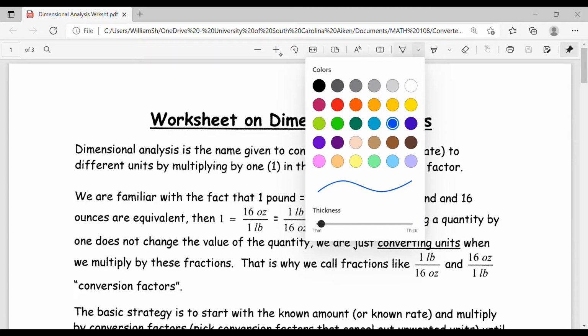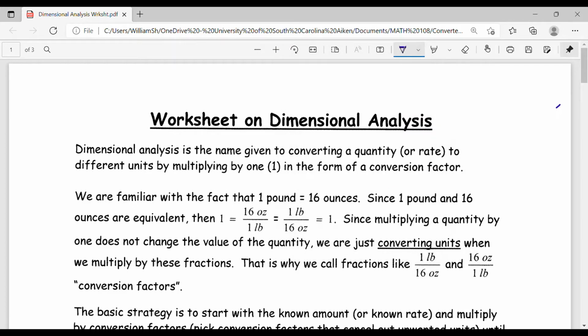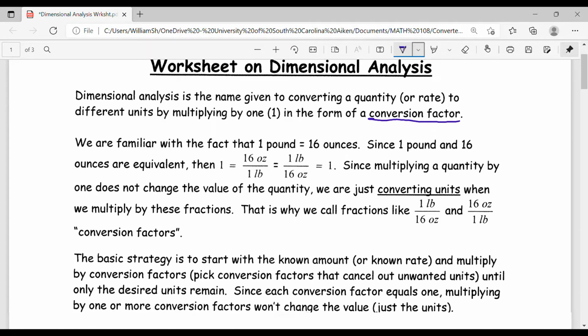Right now we're going to review the worksheet on dimensional analysis. So, dimensional analysis is the name given to converting a quantity or rate to different units by multiplying by 1 in the form of a conversion factor. So basically what we're working with this entire time will be a conversion factor.